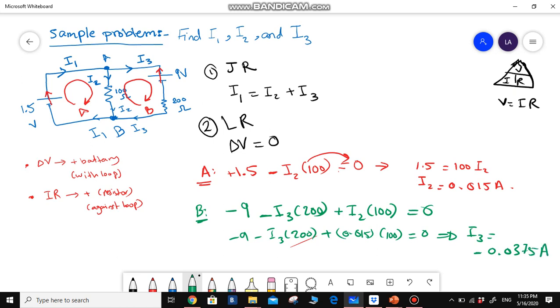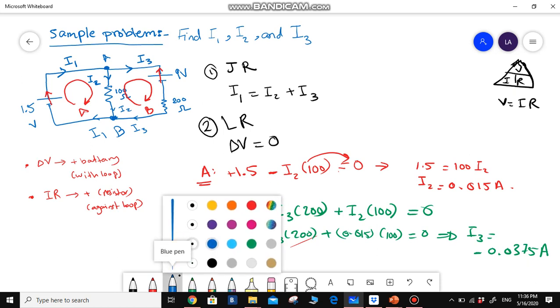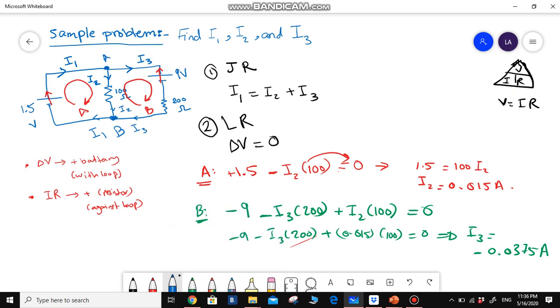0.0375 amps. When we get a negative sign, this means the direction that we chose for the current is not the correct one. So I3 is not going this way, it is actually going the opposite way. When the circuit is complex with two cells, we cannot just predict it normally, but we can assume it. And if we got a negative sign for any current, this means the correct direction is the opposite one. So let me find now I1. To find I1, I'll go back to the junction rule.